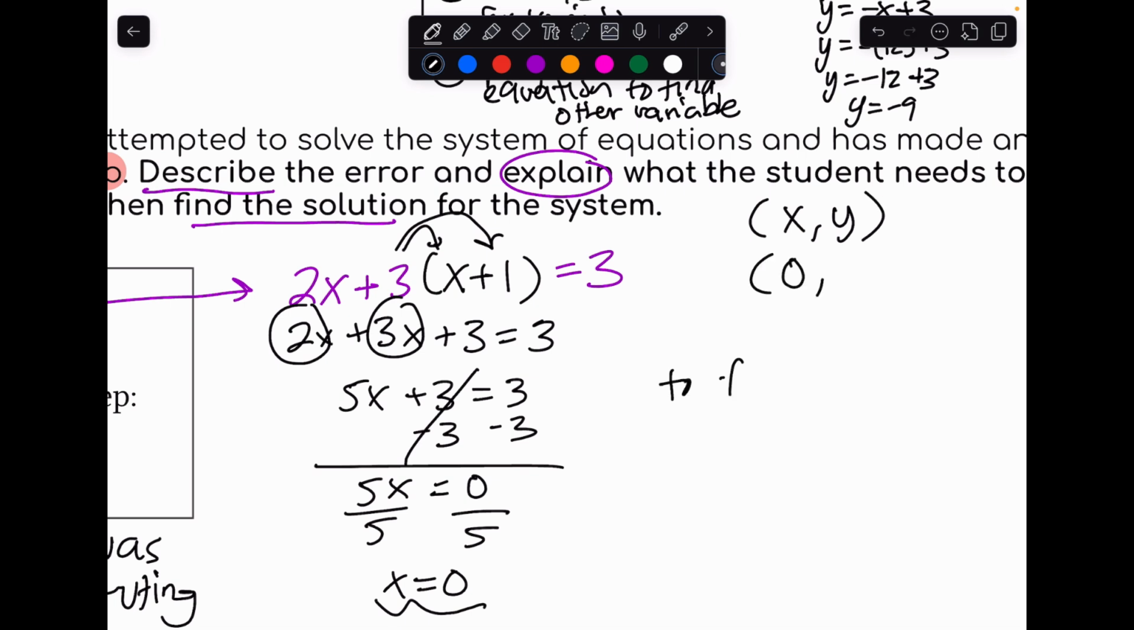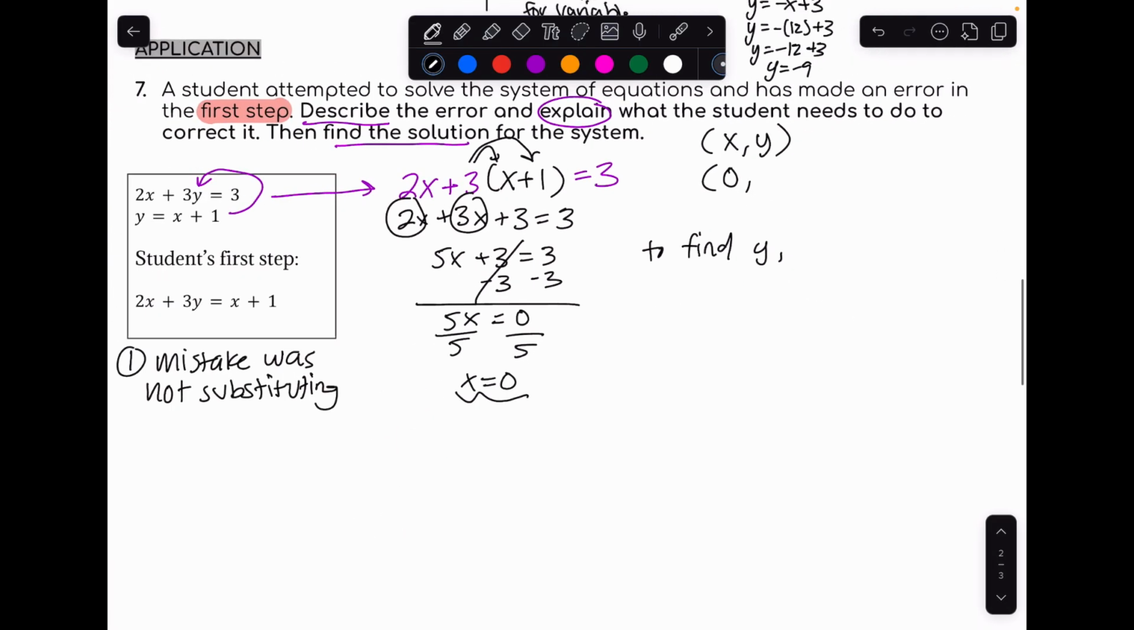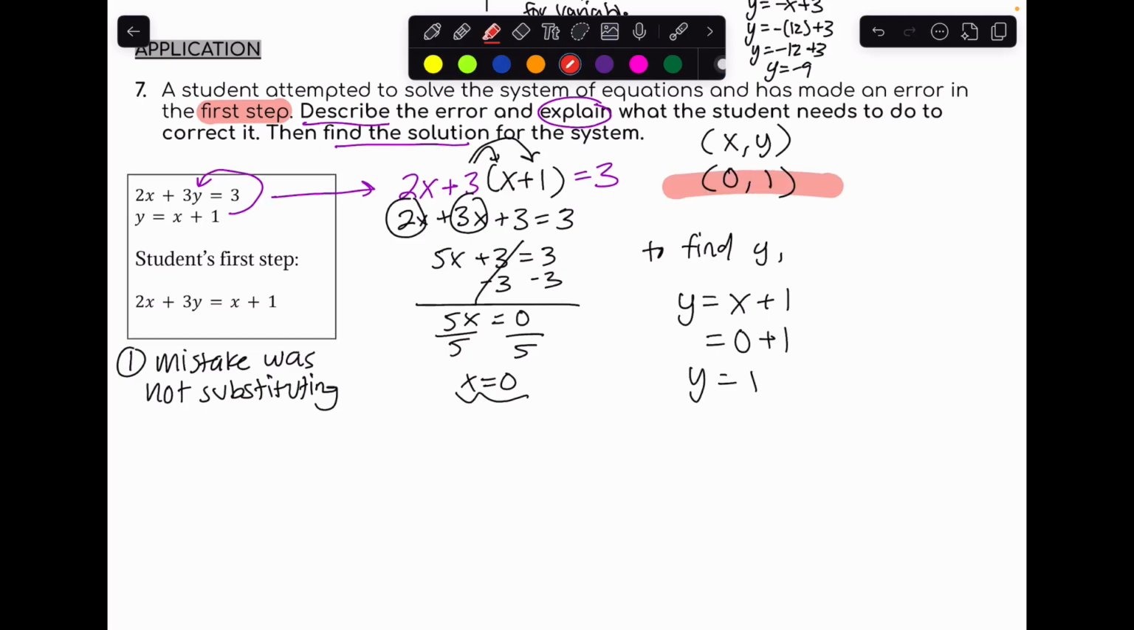Now I need to find y. To find y, I use either of the equations that I was given. I'm going to use the second one just because it's in a nice form where it's going to be easy to solve in fewer steps. We found x to be 0, plus 1, where y is 1. So my point of intersection is going to be 0, 1.